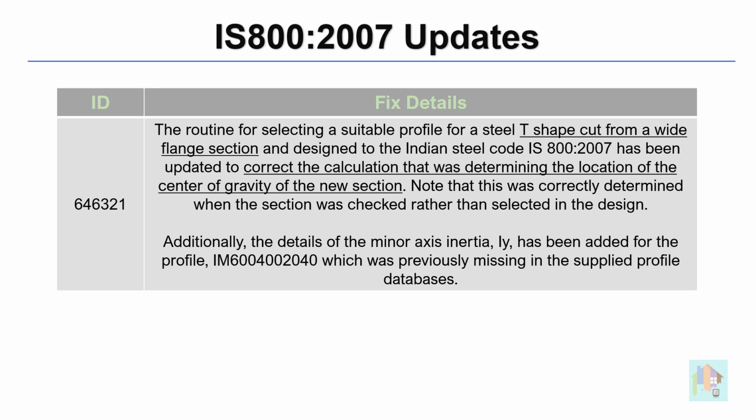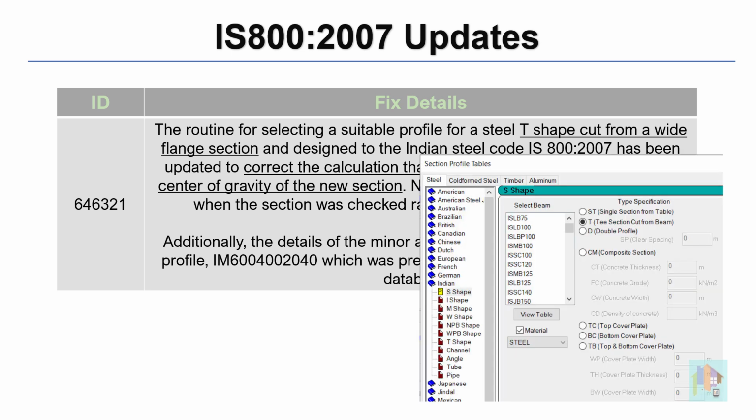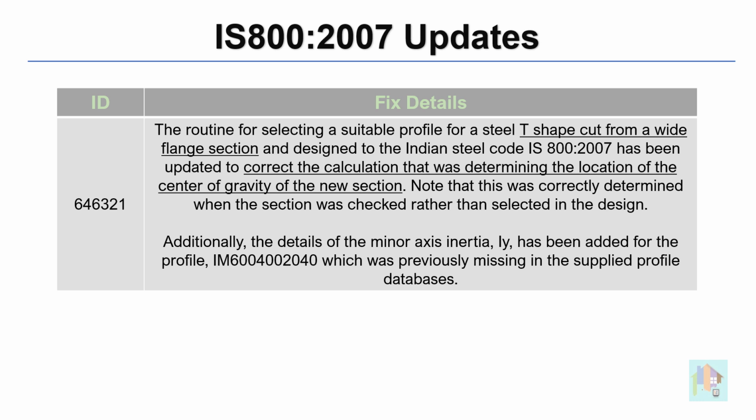For IS 800 2007 code, there is one update related to the T-section optimization. If a T-section is specified from a wide flange database, CG of the section was incorrectly considered during section selection, which is now fixed, and correct CG is now considered. That's all from the analysis and design updates. There are a few updates related to the New Zealand and Canadian code, which is not that important.